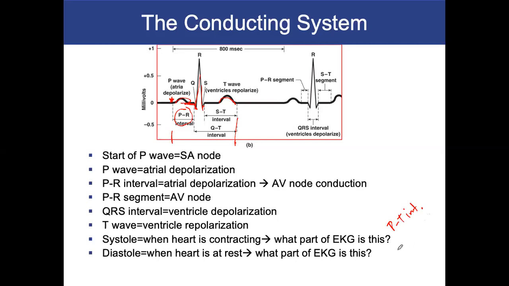Diastole is when the heart's at rest. So diastole is from the end of T to the second P. So this is the TP segment. Systole means contraction. Diastole means relaxation. When the heart's contracting, it's going to give you your systolic blood pressure. When the heart's at rest, it's going to give you your diastolic blood pressure. So that's where we get systolic and diastolic blood pressure from.